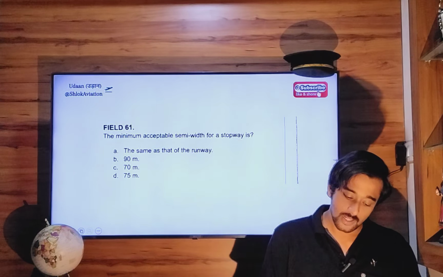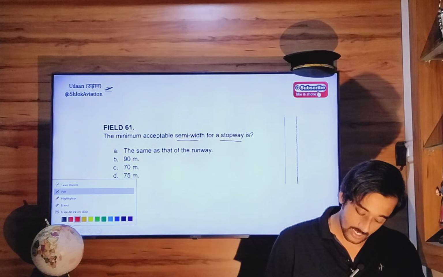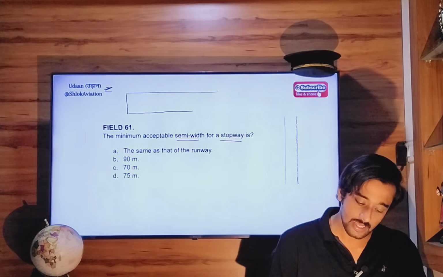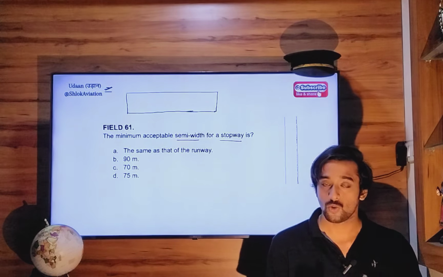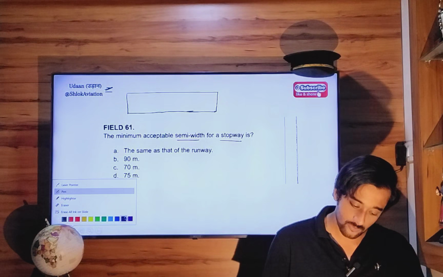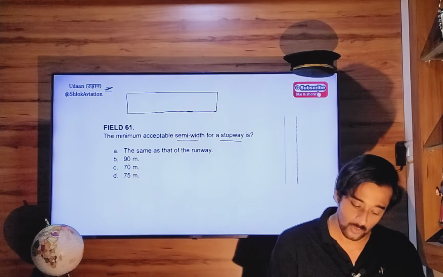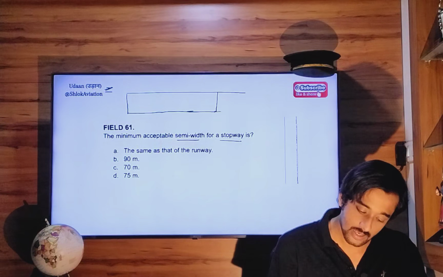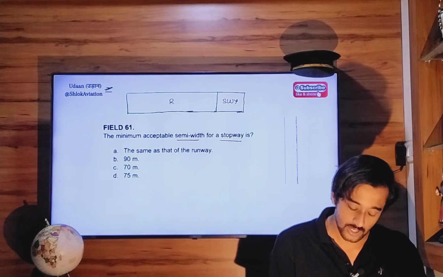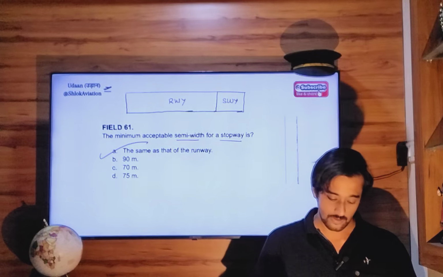The minimum acceptable semi-width for a stopway is what? So we have a runway. Let's say this is your runway. At the end of the runway, there will be a stopway. So what will be the width or breadth of this stopway? The width of this stopway should be as big as, or the same as, that of the runway. So it should be in alignment with the runway. Okay. So the correct answer is always option Alpha, the same as that of the runway.